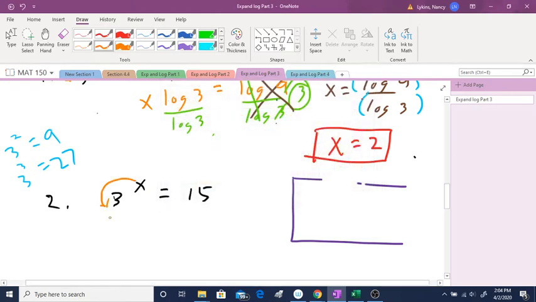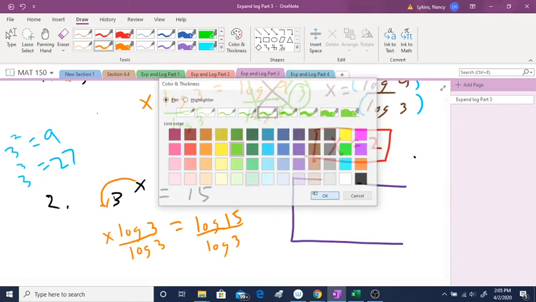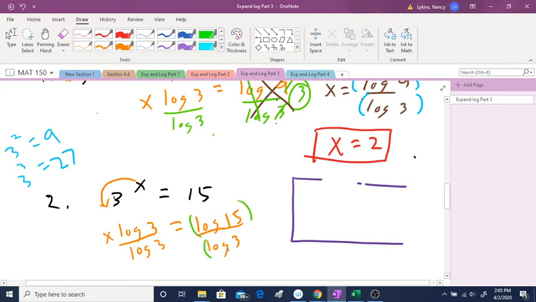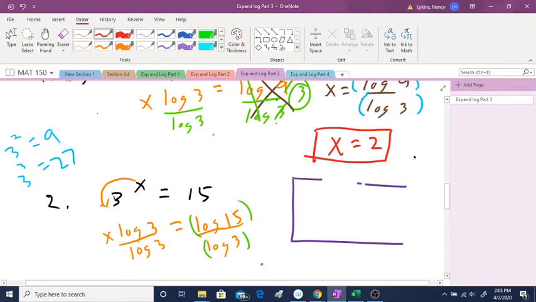So let's use what we've learned. Let's bring the exponent down by saying x log 3 equals log 15. Divide by log 3, divide by log 3, from in parentheses. So x in this case is going to be 2.4650. Now notice I want to use 4 decimals because the more decimals you use, the more accurate your answer is going to be when you check it.